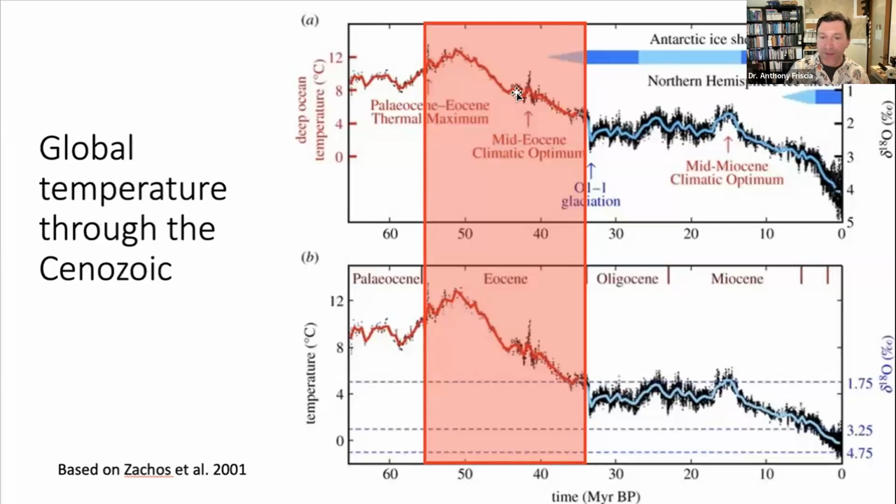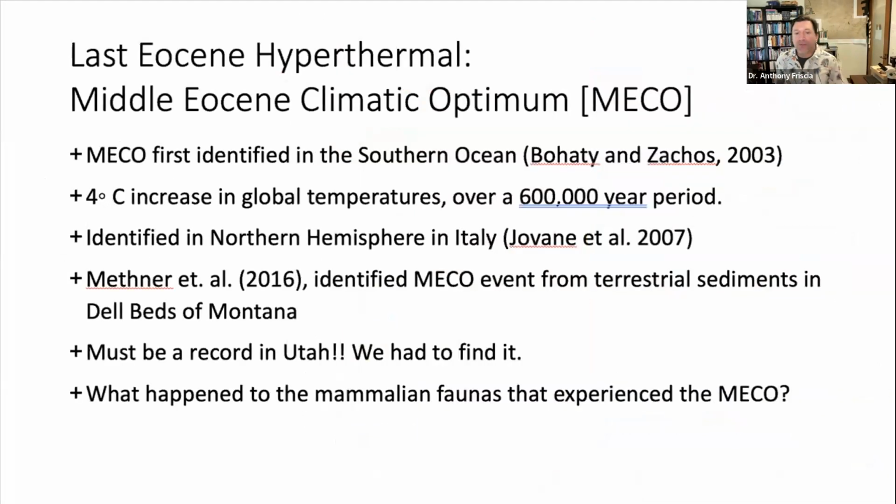Okay, and so this peak here has not really been studied. And so we consider this the last hypothermal event of the Eocene. It was first identified in ocean sediments in the Southern Ocean. And it's about a 4 degrees rise in temperature over a pretty long time period, over hundreds of thousands of years. It was identified first in the Northern Hemisphere in some localities in Italy.